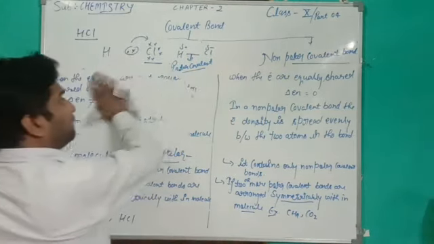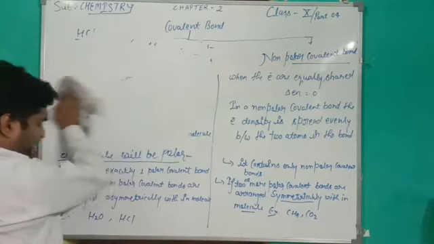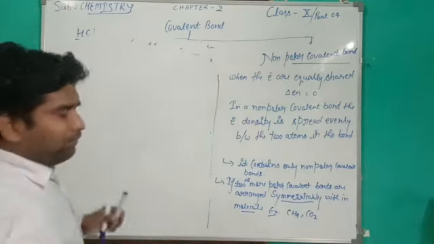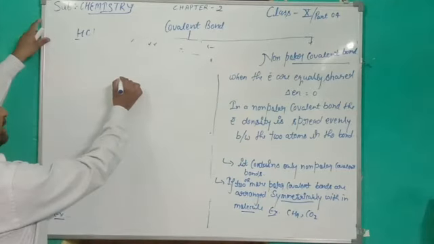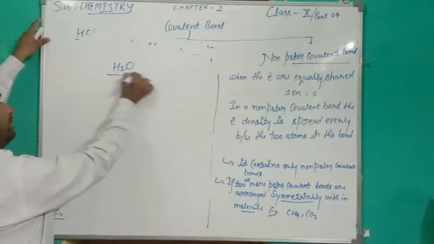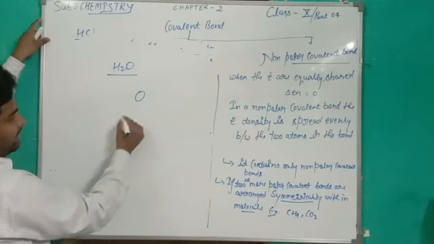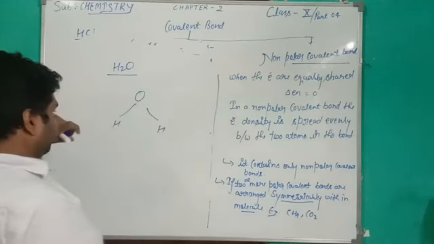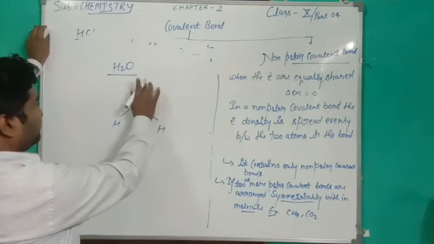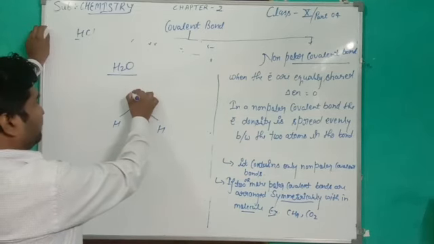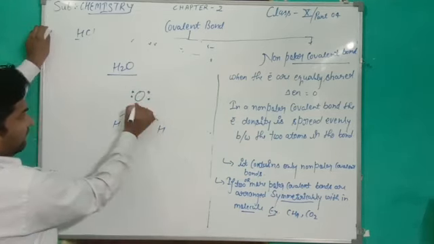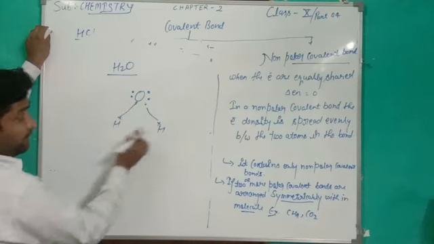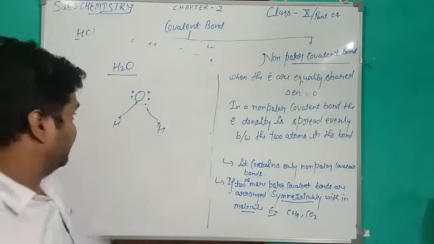Take an example. Suppose here we take the molecule of water. In water molecule, oxygen atom is bonded with two hydrogen atoms, and here suppose this electron and this electron, and one electron is shared by this hydrogen and one electron shared by this one. This structure is known as the Lewis dot structure.